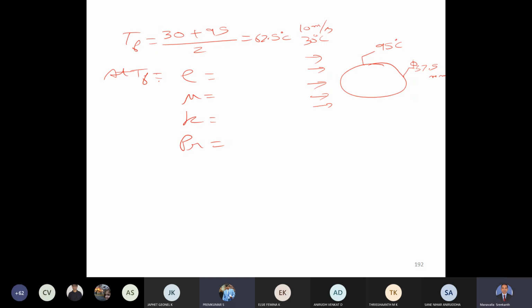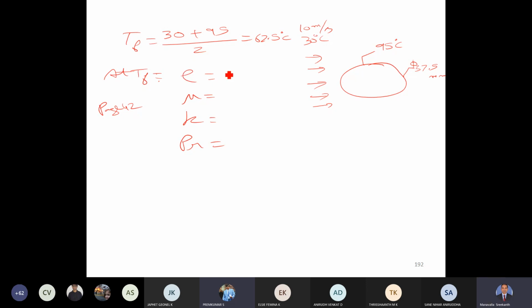What page to refer? This is air. So we have air properties on page number 42 of the data book. On page number 42, we have 60 degrees and 70 degrees Celsius properties. What we need is 62.5. So I'll use the values at 60 degrees Celsius only.